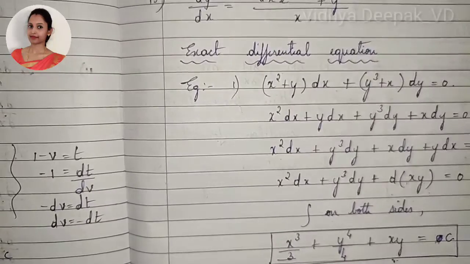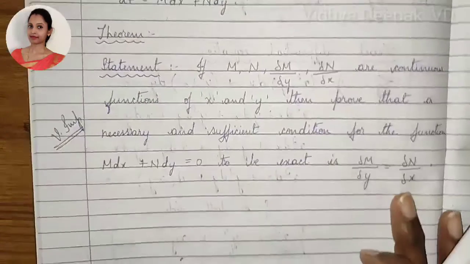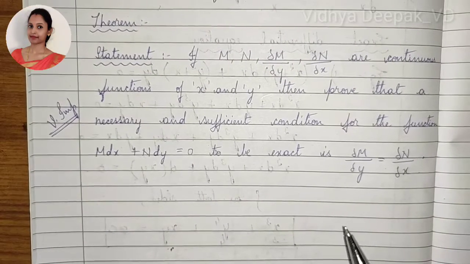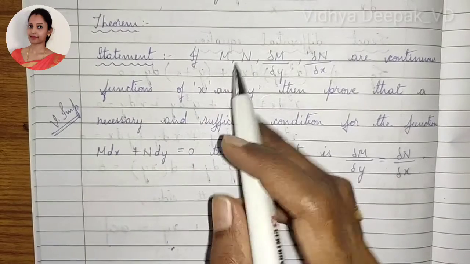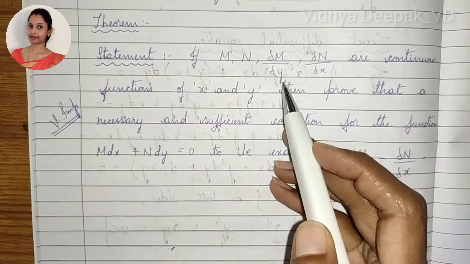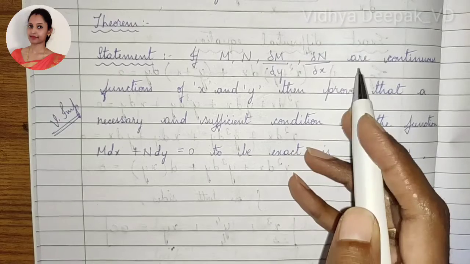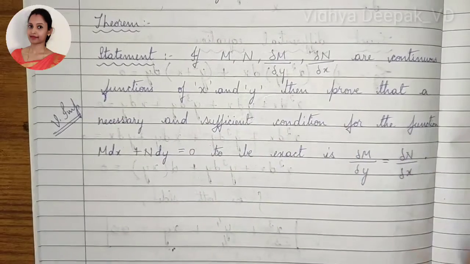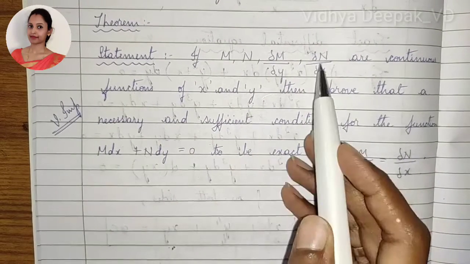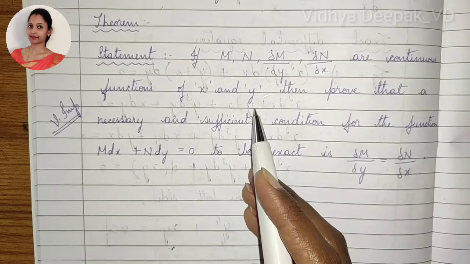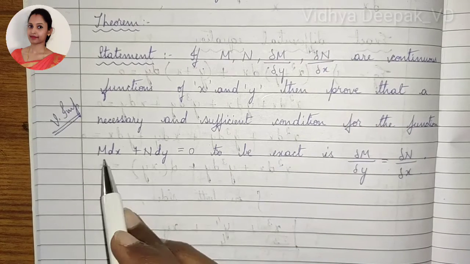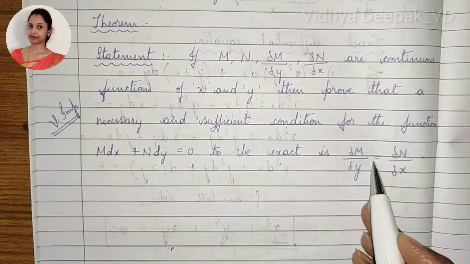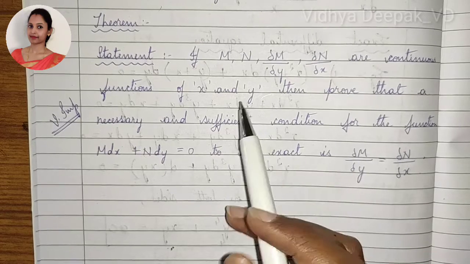So today we will check a theorem which is very, very important. You should know this theorem. This has been asked in previous year papers also. The statement says that M, N, dou M by dou y, dou N by dou x are continuous functions. That means these four are continuous functions with respect to x and y. We have to prove that if this is a given equation, then it is exact if this condition is satisfied.